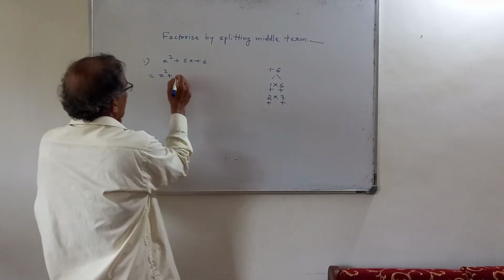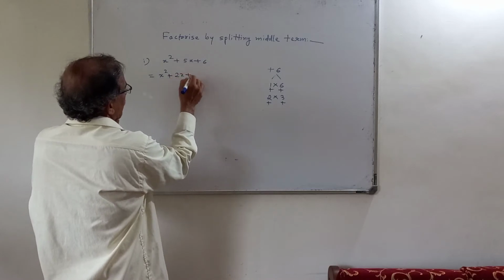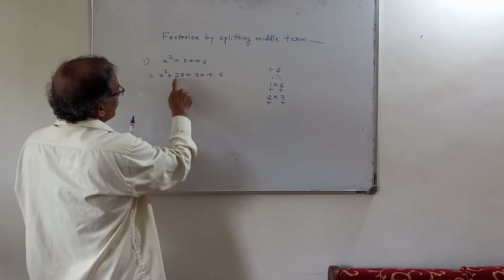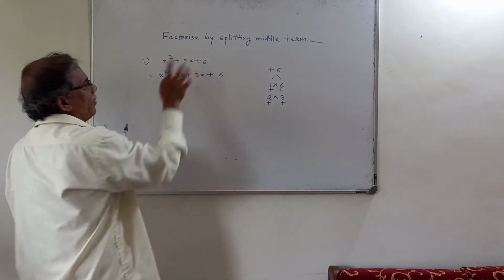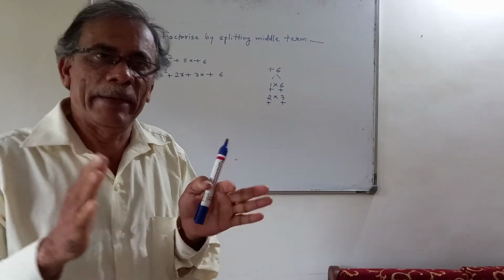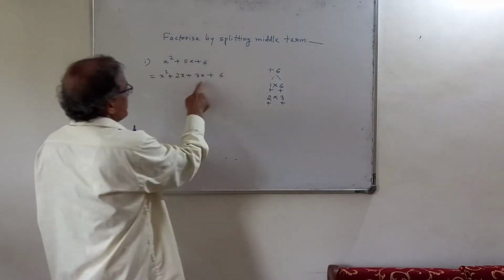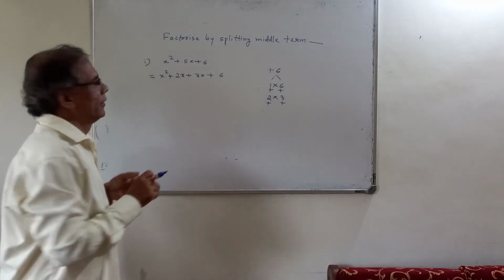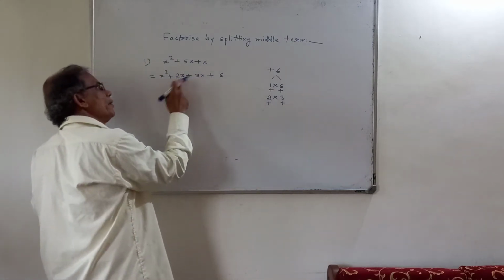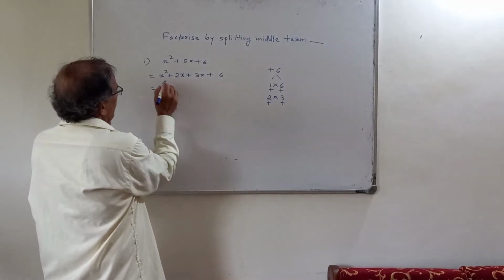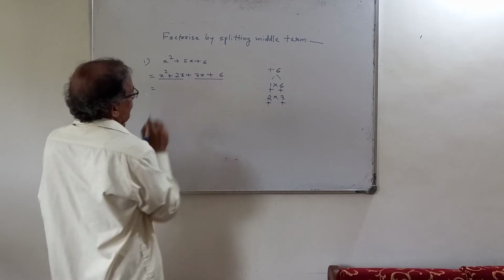Means what? 2x plus 3x and plus 6. Say 2x plus 3x, how much? Finally it is 5x. So we have kept the same expression, only we have divided this 5x into two parts, so that after adding you get the 5x. This 3x you can write here and 2x you can write here. Okay. So that is equal to, now this is one part, this is one part.